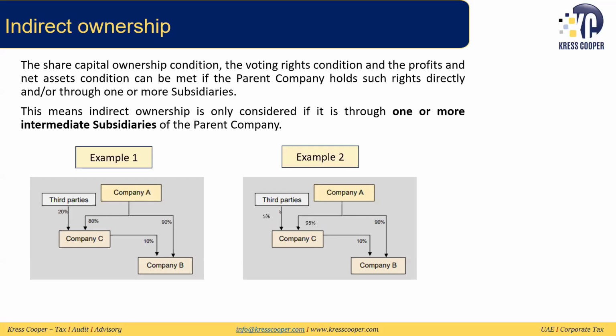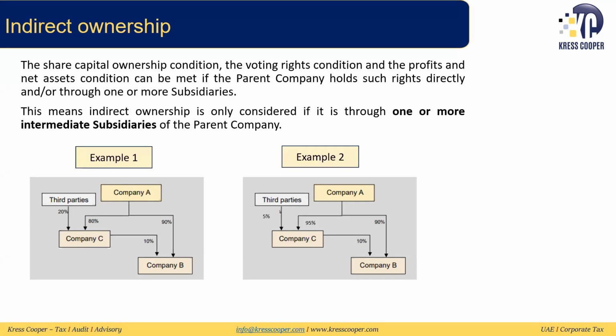In the second example, 95% is being held by company A, and company C is holding 10%. That means effectively, indirectly, it's holding 9.5%. So it would appear that in the first case it's 98%, in the second case 99.5%, and the company is meeting the condition.